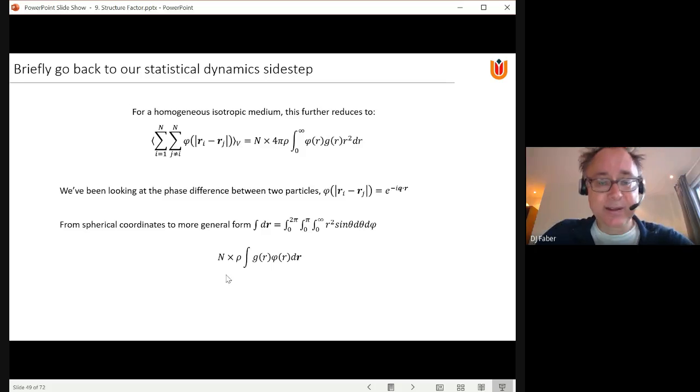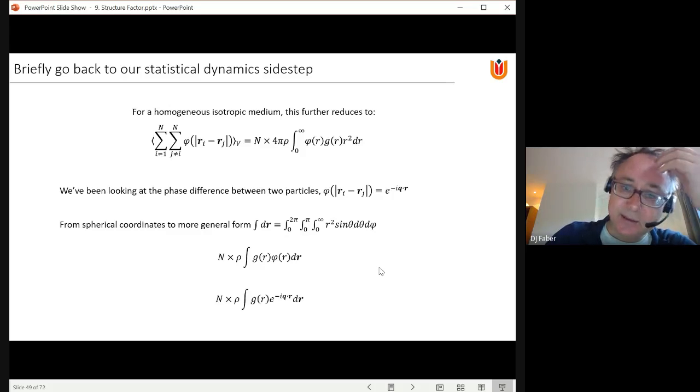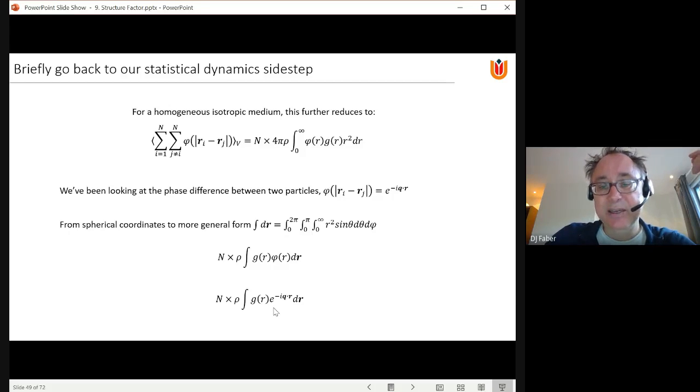So then we have n times rho, these stay, and then this three-dimensional integral over dr, and of course the functions did not change, so they still have a scalar argument, but in any case this now signals a three-dimensional coordinate. Now, if we fill in our expression for V of r, the phase difference between two particles, then the result is this: the integral of the pair correlation function times exponential minus i times the inner product Q and R.